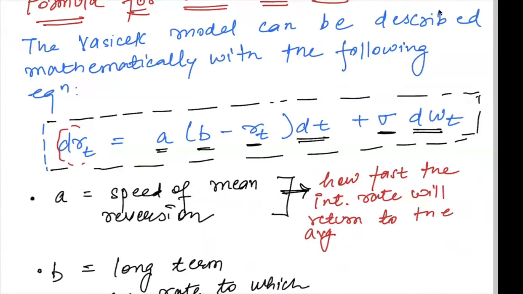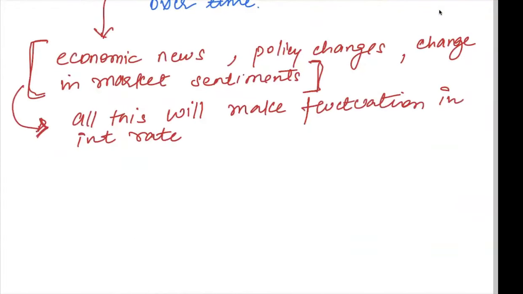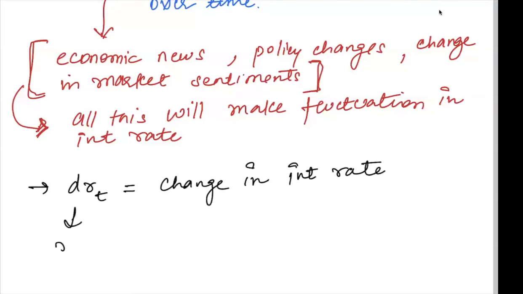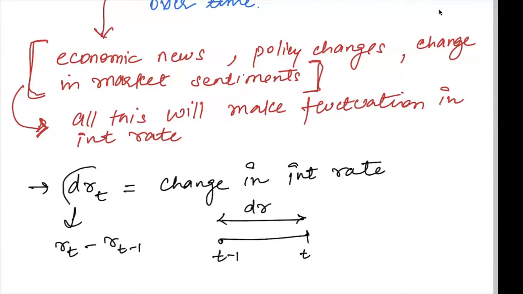And this dr_t term is the change in interest rate. It is nothing but r_t minus r_(t-1). So this change between time t minus 1 and t is what is referred to as dr_t. Basically, Vasicek was trying to model how much change will happen between two time periods: t minus 1 to t, then t plus 1, t plus 2.